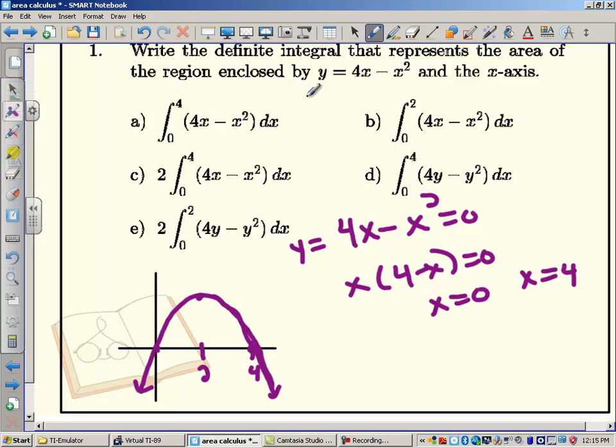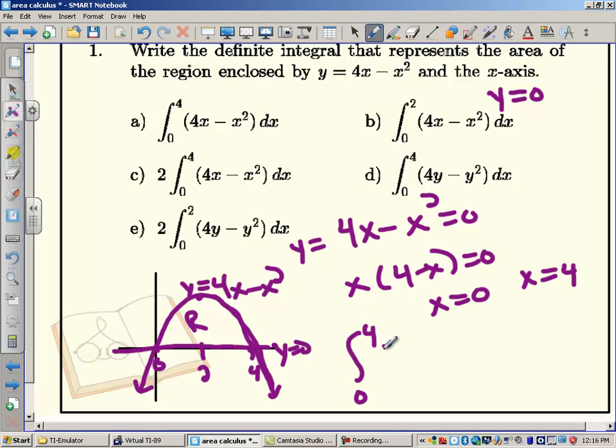Now we want to find the area between that graph and the other graph. The x-axis has an equation. That is y equals 0. That's this graph right here. So looking between 0 and 4, I've got a bounded region. This is a region R that's completely bounded on the top by 4x minus x squared, and it's bounded on the bottom by y equals 0. And so what I'm going to do is integrate between 0 and 4, top function minus bottom function dx. Of course, minus 0 doesn't really make any sense, so this answer is A.